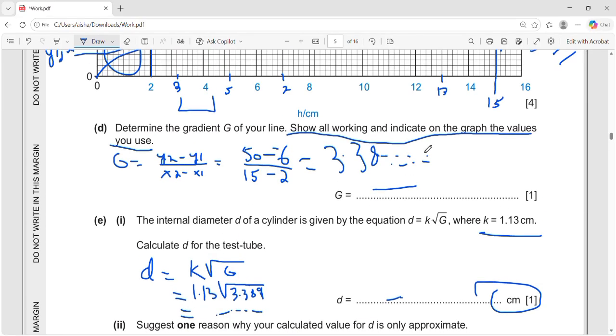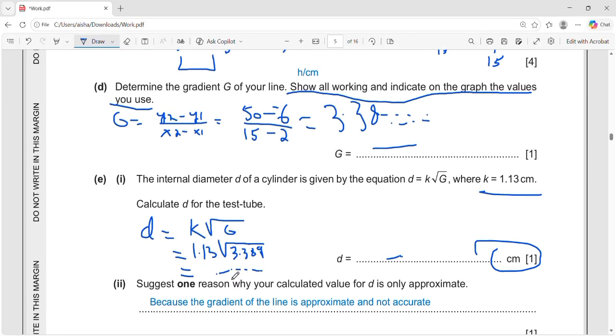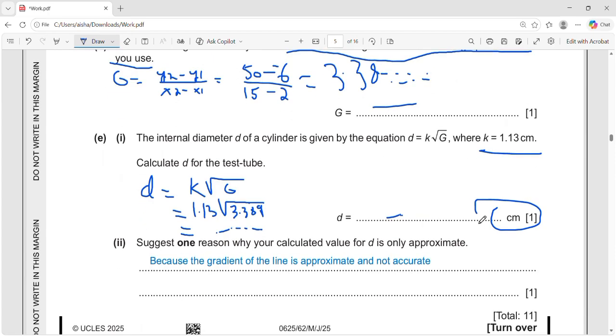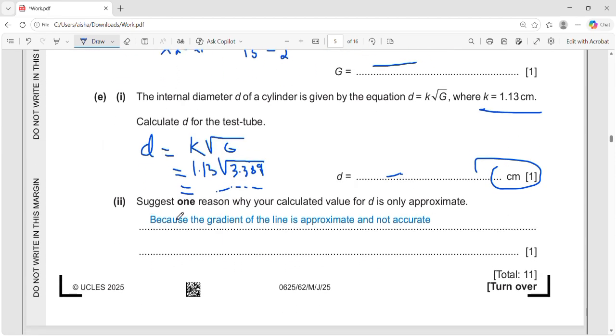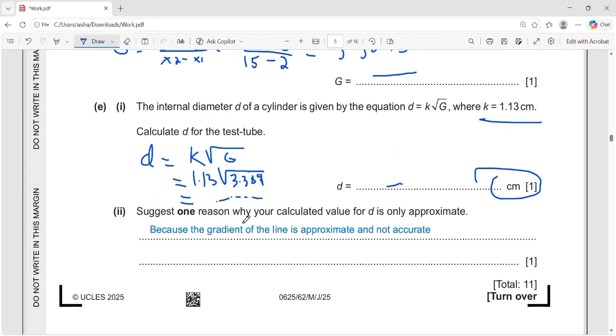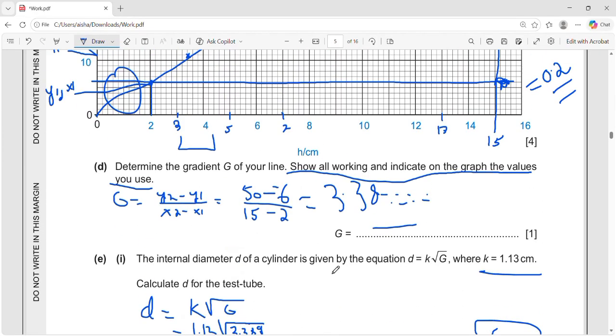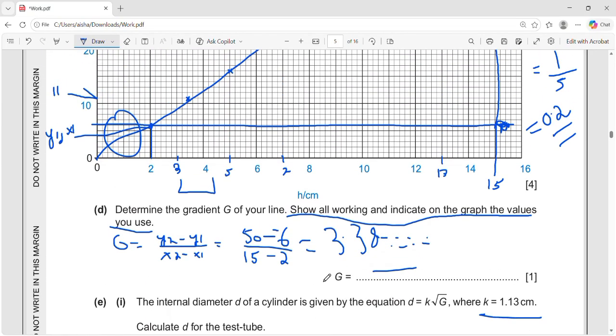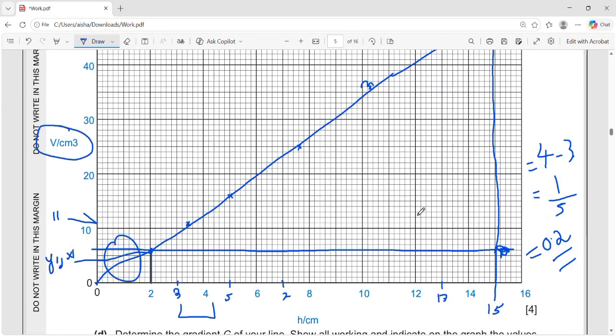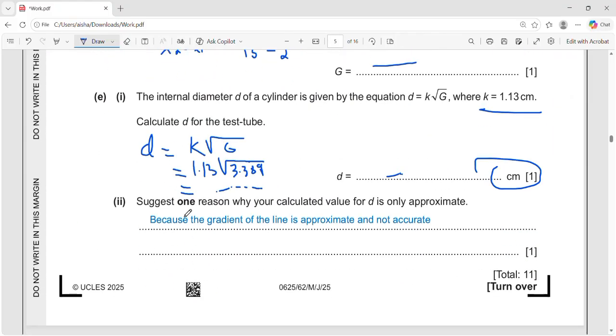And centimeter is already given, so you don't have to put a symbol. Suggest one reason why your calculated value for d is only approximate. It's approximate because, look, where did you get your d from? You got it by using g. Where did you get your g from? By using the graph. So you got your value for d basically from the graph.